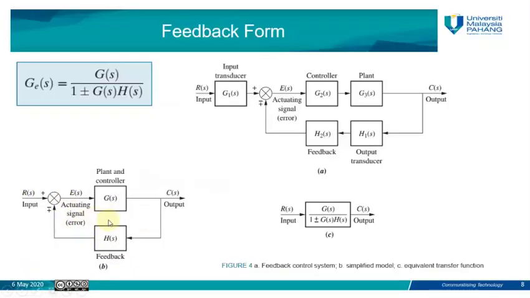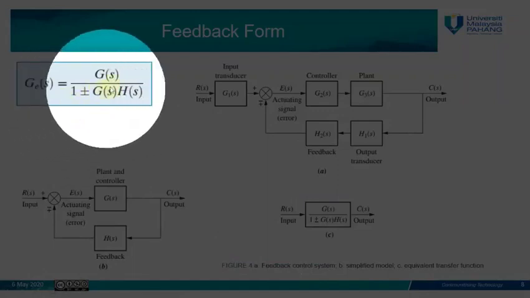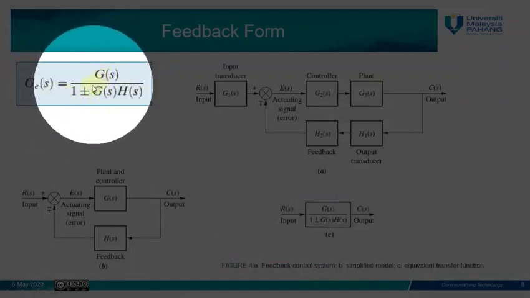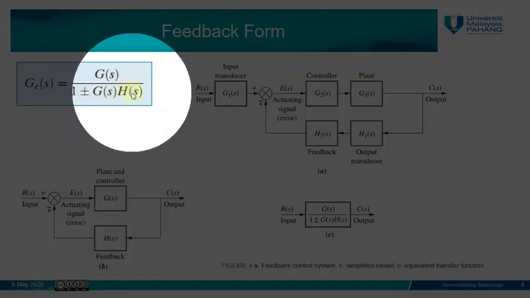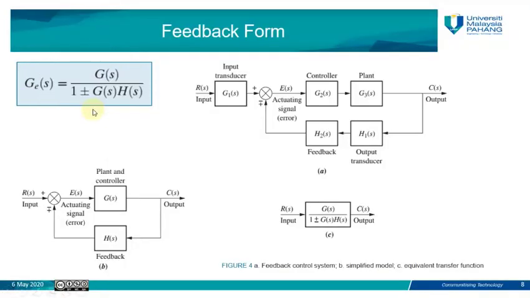So in order to simplify such feedback form or feedback topology of a control system, we have this, which represents the equivalent transfer function for our system. So G equivalent equals GS over 1 plus/minus GS HS. The plus/minus value here depends on whether the feedback is positive or negative.